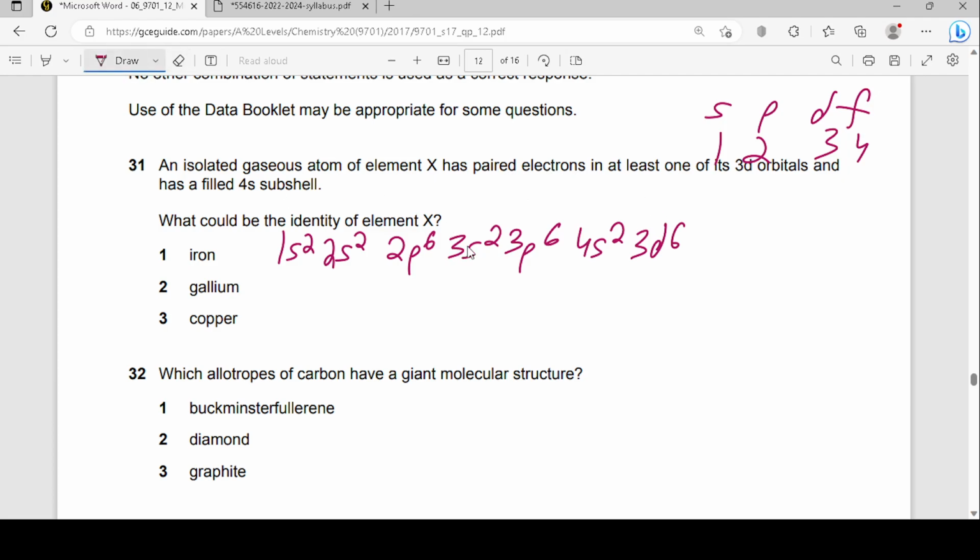Now, does it have paired electrons in at least one of its 3d orbitals? Yes, it does, because 3d6 means that it's like this. Let me draw it: 1, 2, 3, 4, 5, 6. So one of them is paired, definitely, and 4s2 is there as well. Filled 4s, actually. So iron could be element X.